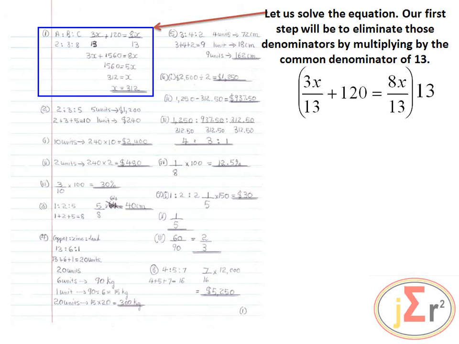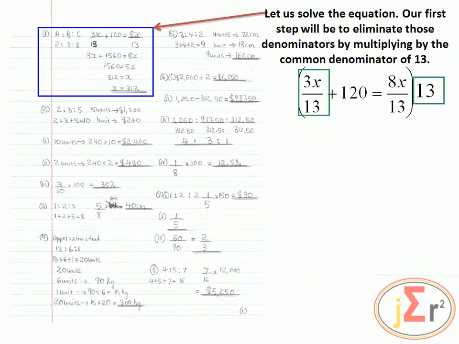Our first step will be to eliminate those denominators by multiplying by the common denominator of 13. So the common denominator of 13, and what do we do? We may just go straight ahead. 13 will cancel with 13, 3x. 120 times 13 will go next. Then we say 8x over 13 times 13. This cancels with this, and the result is 8x. So let us write it down.